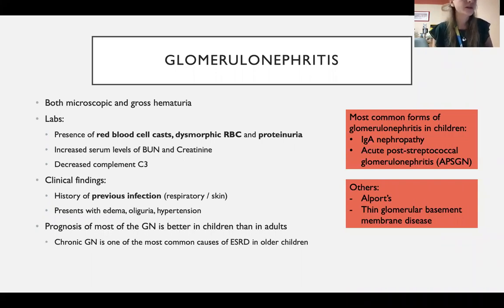There is a wide range of glomerular nephritis, but for this presentation, we're going to focus only on the most common two, which are IgA nephropathy and post-strep glomerular nephritis. Other important ones that we're not going to get a lot into are Alport syndrome and thin glomerular basement membrane disease.